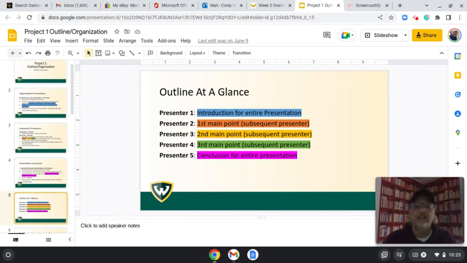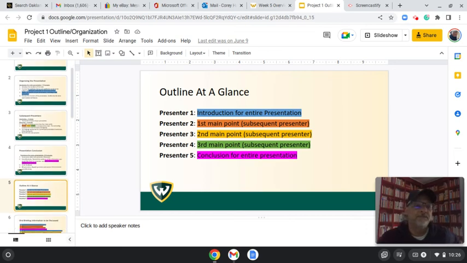So this is it at a glance, more of an overview. Presenter 1, and this is just an example, this doesn't mean you have to have 5 different people. Presenter 1 introduces the entire presentation. Presenter 2 does the first main point. Presenter 3 does the second main point, and so on and so forth. And presenter 5 does the conclusion.